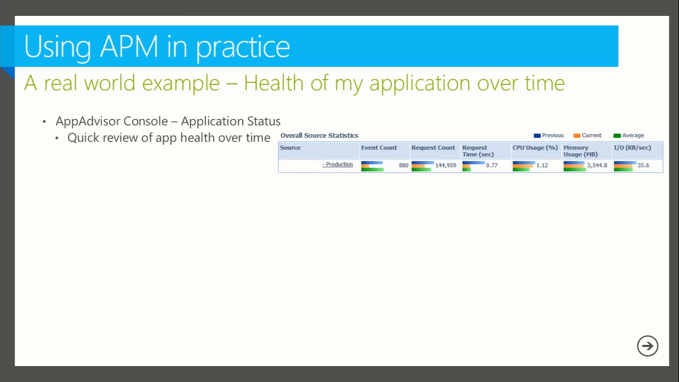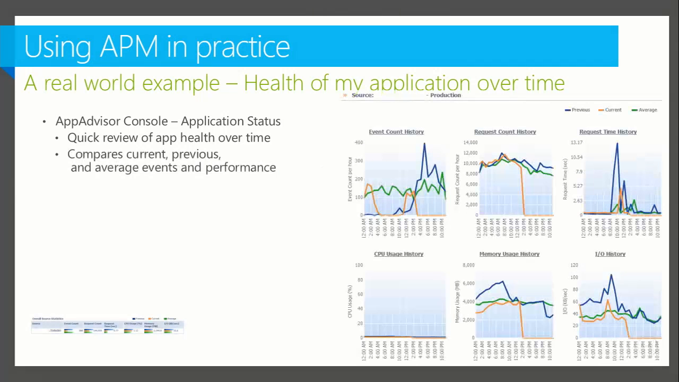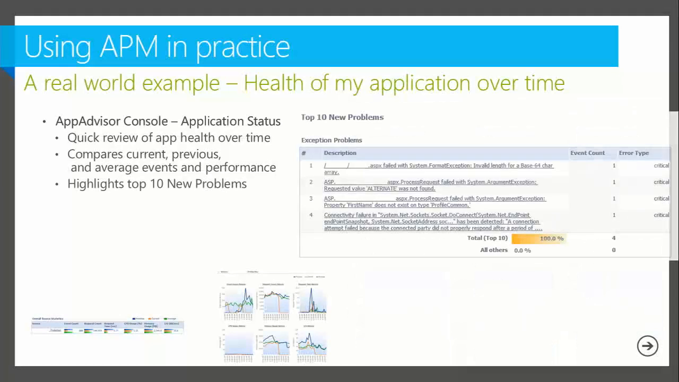I just wanted to mention the first part of the application status report gives you a bar graph of popular metrics like event count, and it's comparing the previous to the current. So just at a quick glance, we can see that the current performance in terms of problem events, which is what we're talking about here, has reduced. The next section in the report gives us the graphical analysis of the same information, but a little more fine-grained detail. Then we get the top 10 new exception problems. So this is particular to this present sample period.